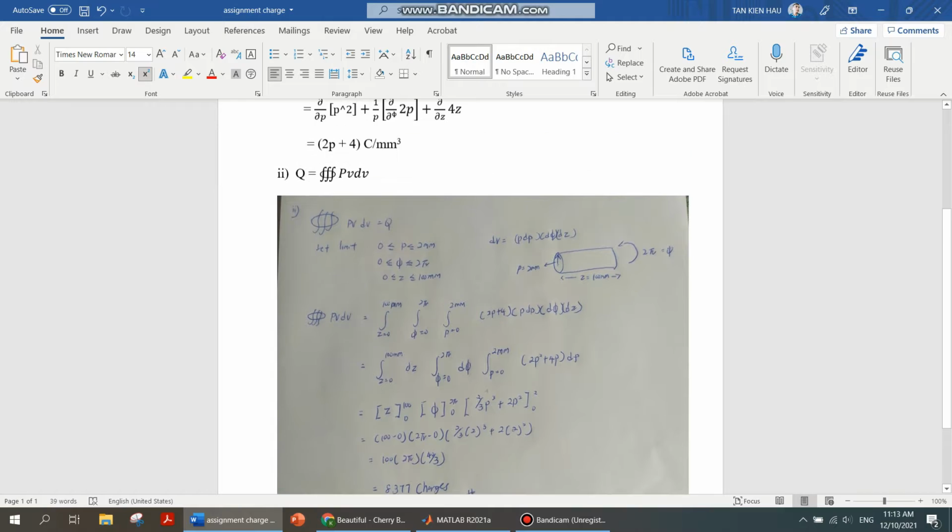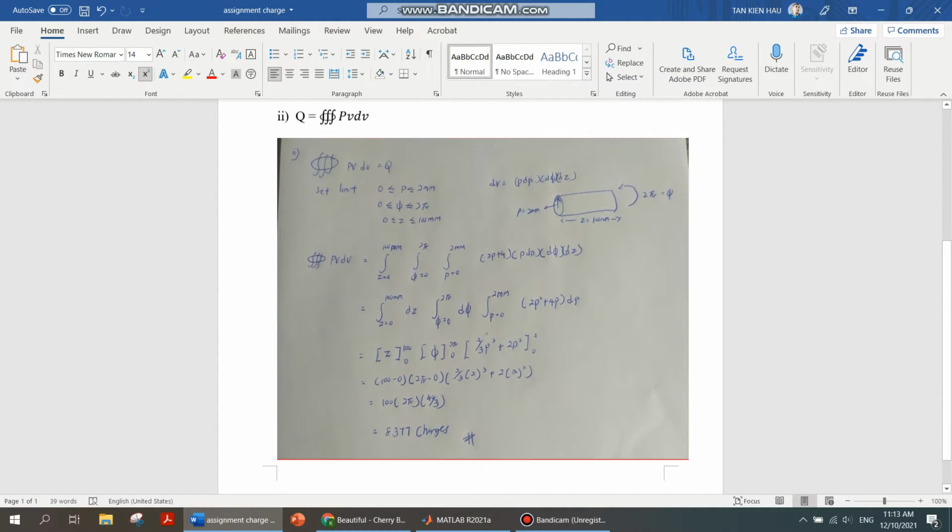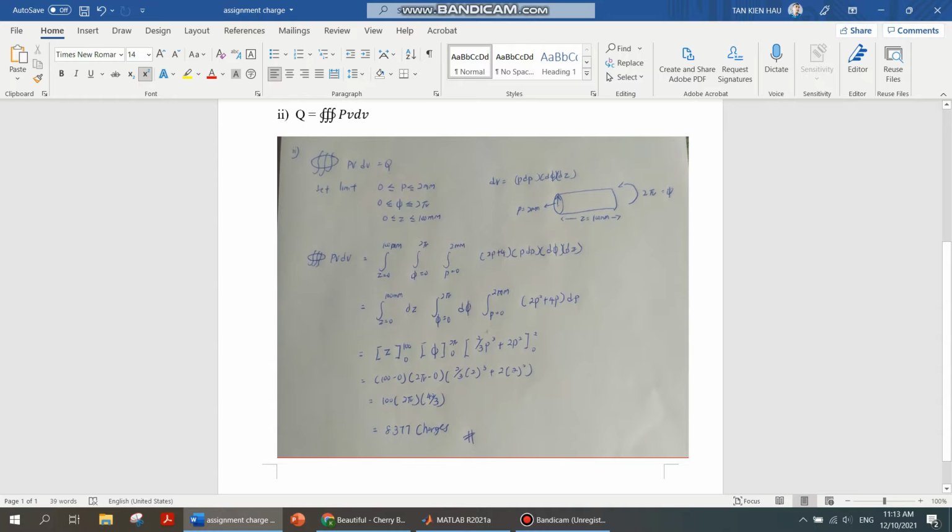Alright, so the 2 rho squared plus 4 rho is the rho v answer that we are going to use for the calculation of this Q, which is the total charge. In this illustration, this represents the limit of the wire, which has a 2mm radius and a length of 100mm, which is the z, and also a circular portion of around 2 pi.